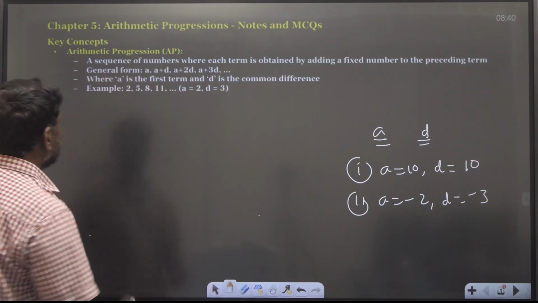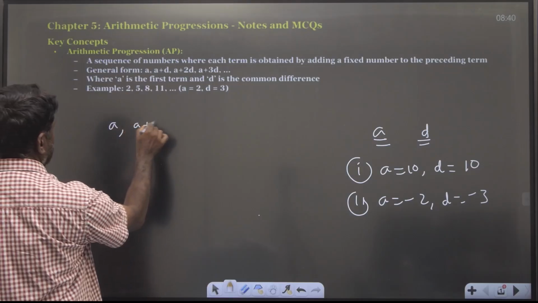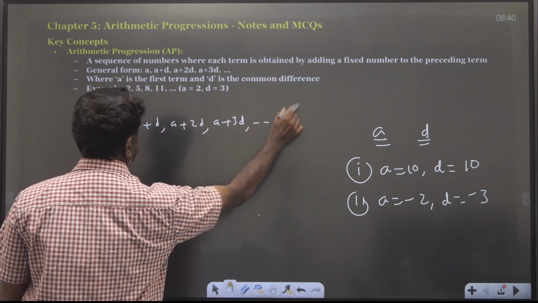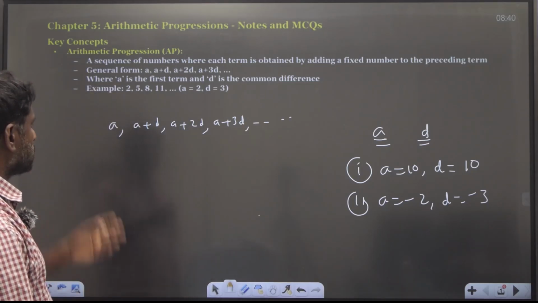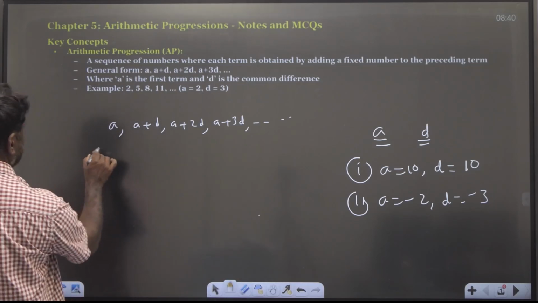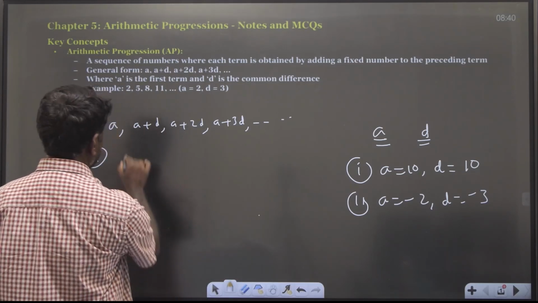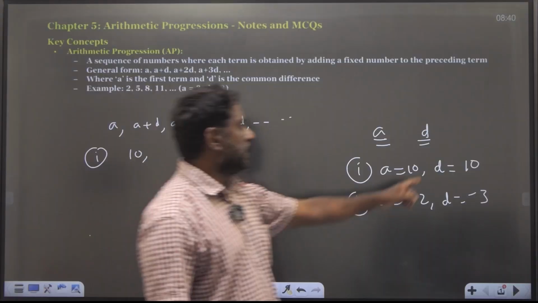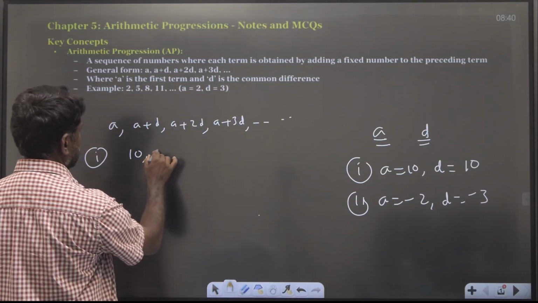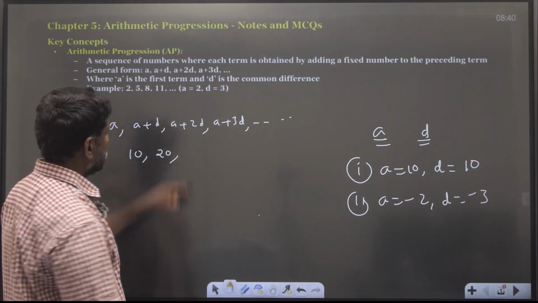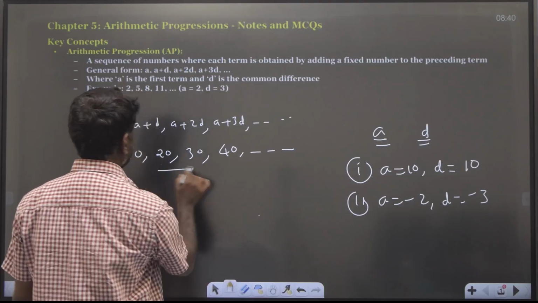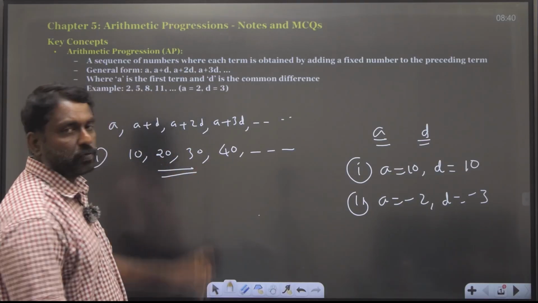So what is our AP? A comma, A plus D comma, A plus 2D comma, A plus 3D comma, etc. This is our standard form of an AP. So first question, A is 10, D is 10. So A plus D, that is 10 plus 10, is 20. Again add 10, 30. Again add 10, 40, etc. These are the first 4 terms.